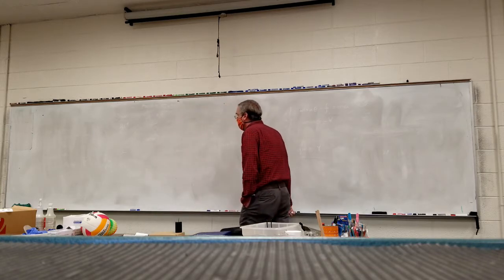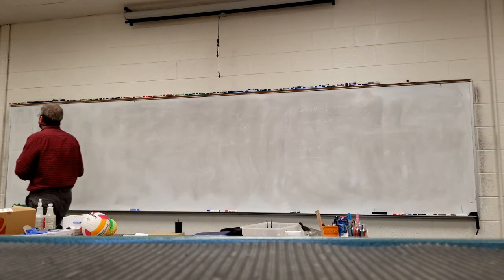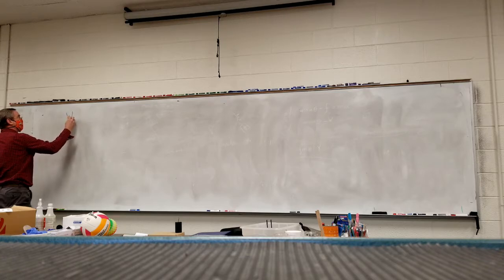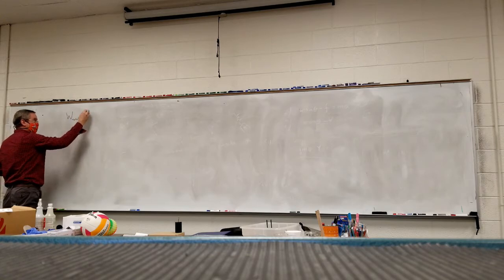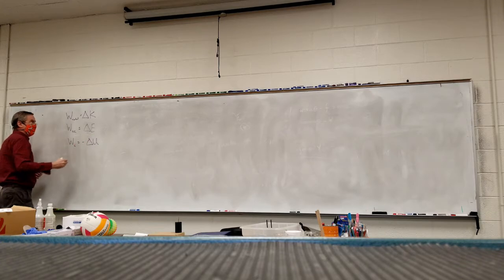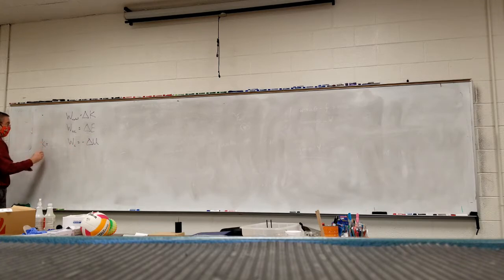Okay, let's pick up where we left off. So we have the three work energy relationships: the total work is equal to the change in kinetic energy. The non-conservative work is equal to the change in energy. And the conservative work is equal to the negative change in potential energy. So capital K is kinetic energy, capital U is potential energy.